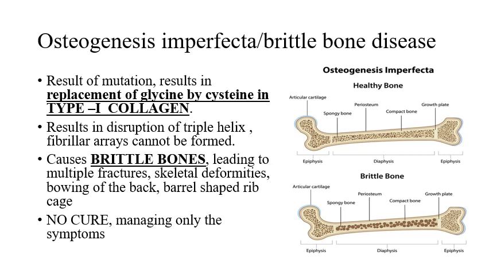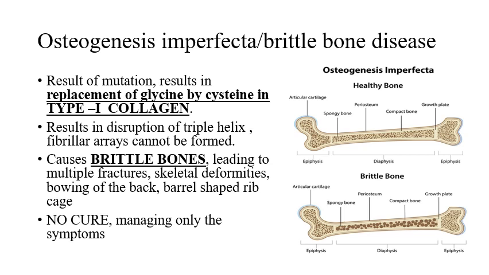Over 90% of the patients who have osteogenesis imperfecta are born with multiple fractures and usually do not survive. The basic pathology or biochemistry behind this disease is a mutation of type 1 collagen, where glycine is replaced by cysteine in the type 1 collagen. This leads to disruption of the triple helical structure of the collagen, and fibrillar arrays will not be formed.